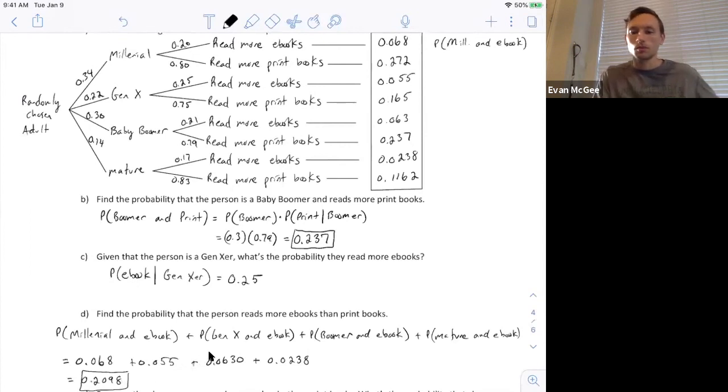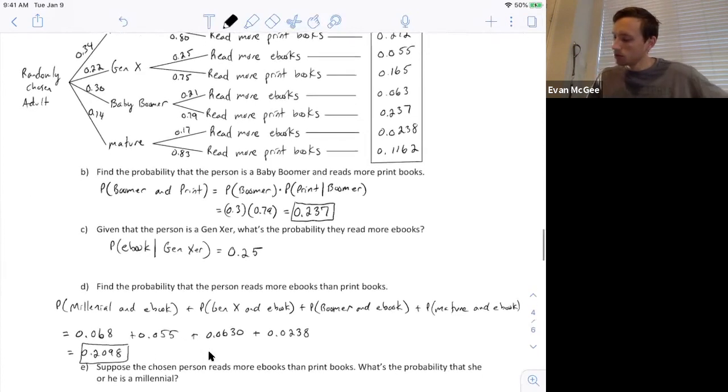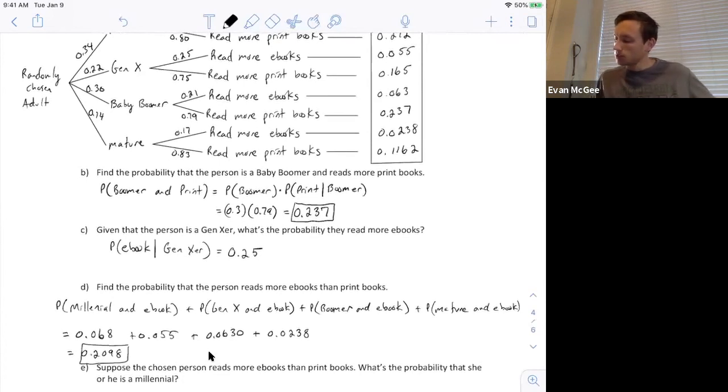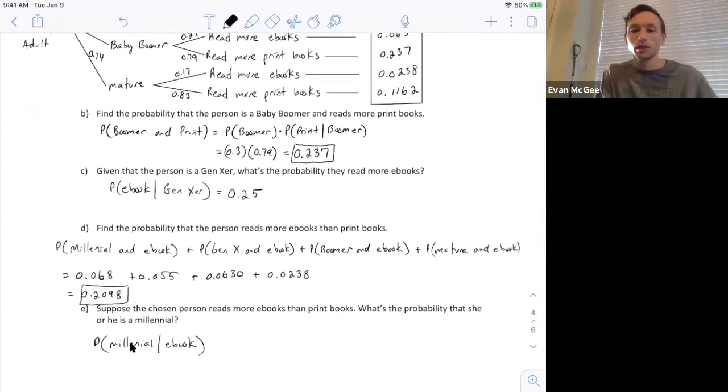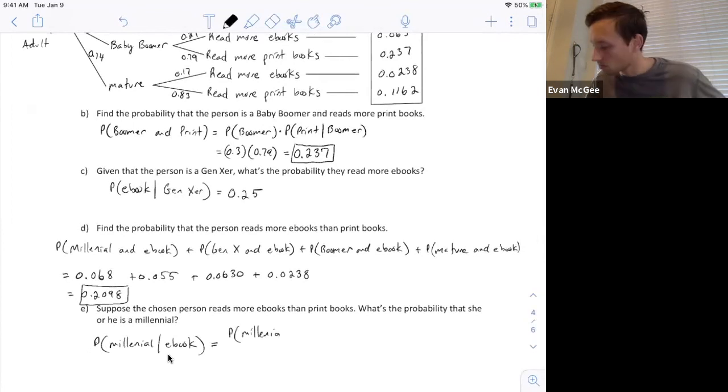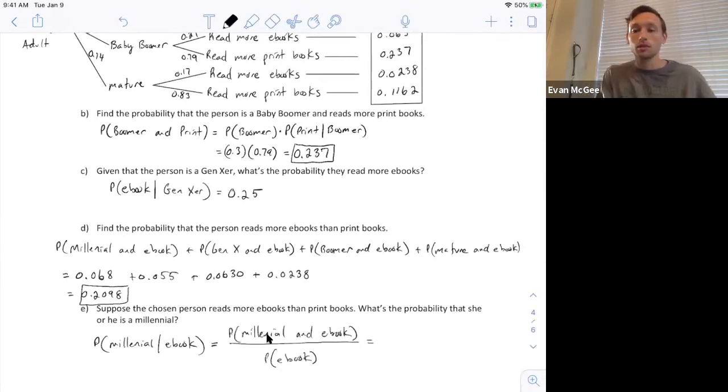So the last question: suppose the chosen person reads more ebooks than print books. What's the probability that she or he is a millennial? This is a conditional statement. We've been given that they read more ebooks than print books. So this is what we're trying to find, the probability that they're a millennial, given that they read more ebooks. Now we're going to have to jump back to the conditional probability formula. The formula is the probability that they are a millennial and they read more ebooks divided by the probability that they read more ebooks.